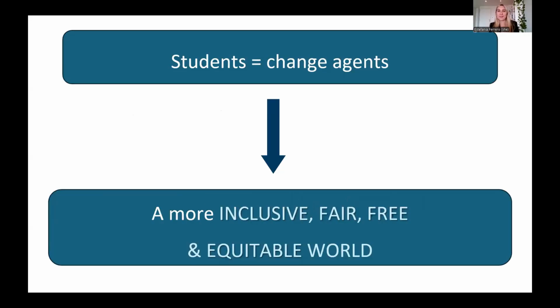Remember that students are change agents, and they are the ones that are going to create a more inclusive, fair, free, and equitable world. So let's co-build these tools with them. Let's give them the opportunity to co-build these skills together.